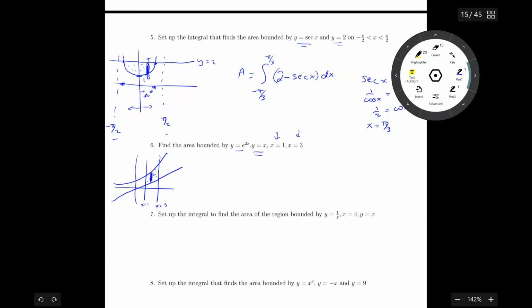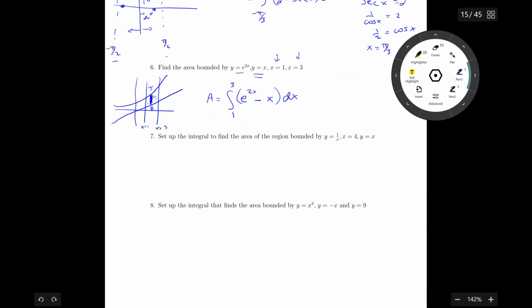Again, draw your rectangle so you can see the top of the rectangle and bottom of the rectangle. My area will be the top function, e to the 2x, minus the bottom function, x. That's the height of the rectangle. The width of the rectangle is dx, thickness. And I'm building rectangles from x equals 1 to x equals 3.